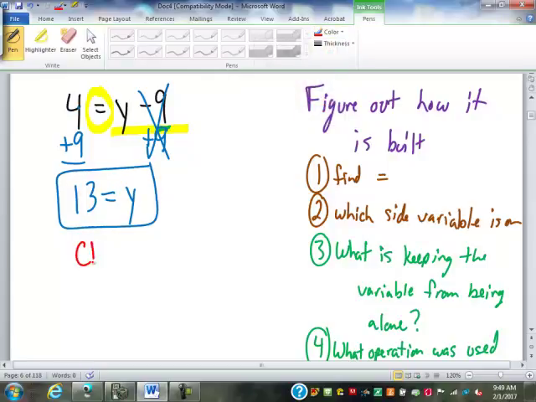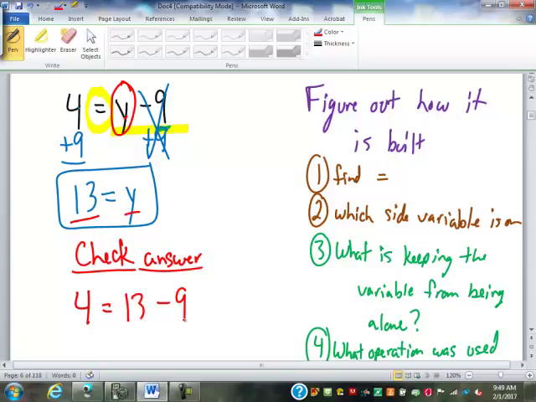Now I can always check my answer to see if it works. I'm not going to require you to do this, but it's a good idea to do it. And some of the questions in my math lab do ask you to go back and plug it in. So if I'm saying that 13 is equal to y, or y is equal to 13, that means I can come up here and replace y in that equation with the number 13. So instead of 4 equals y minus 9, I can put in 4 equals 13 minus 9.